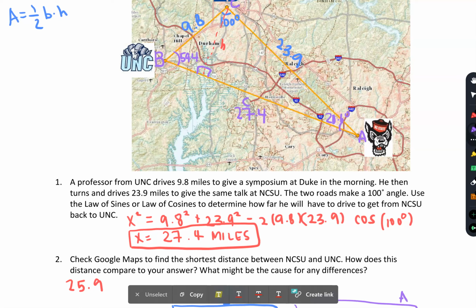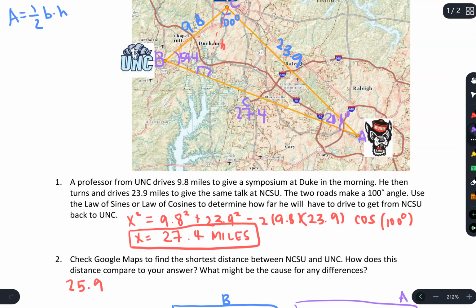I could have gone from right here. So if I went from right here and drew a right triangle, what would be my base then? The 23.9. Does that make sense? If I would have gone from this angle and did the same thing, then what would have been my base? The 9.8. Does that make sense? So I drew it where that 27.4 is going to be the base of my triangle.